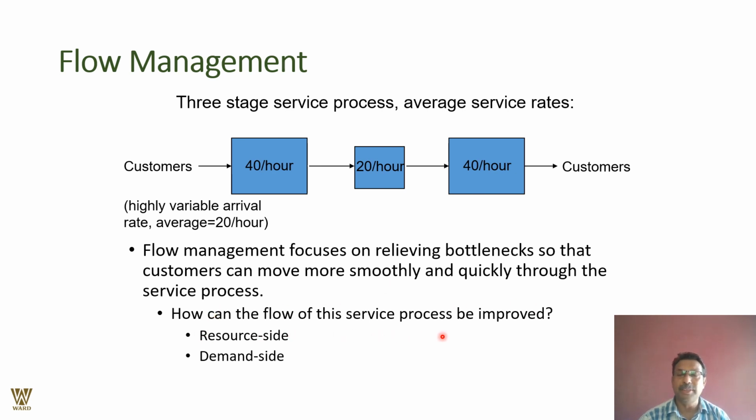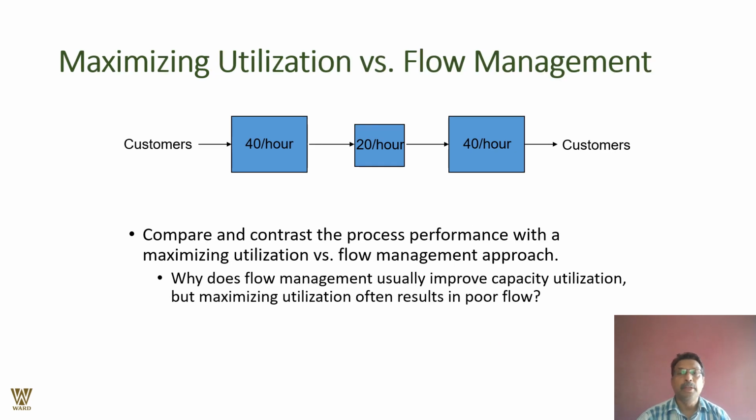How can the flow of this service process be improved? Resource side or demand side? How do we go ahead with it? The flow utilizations and the flow management, do we maximize it? Let's say we are having the same paradigm. Compare and contrast the process performances with the maximum utilizations vis-a-vis flow management. How does flow management usually improve capacity utilization? But maximum utilization often results in poor flow. Definitely, that is what we need to understand.